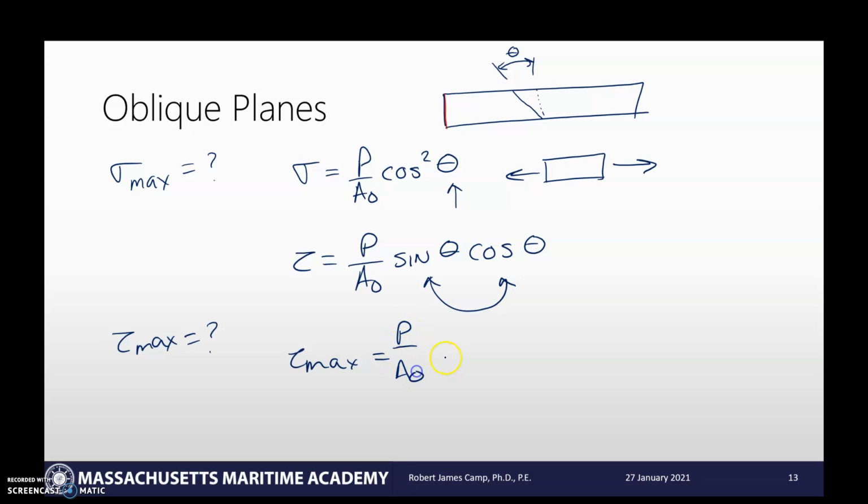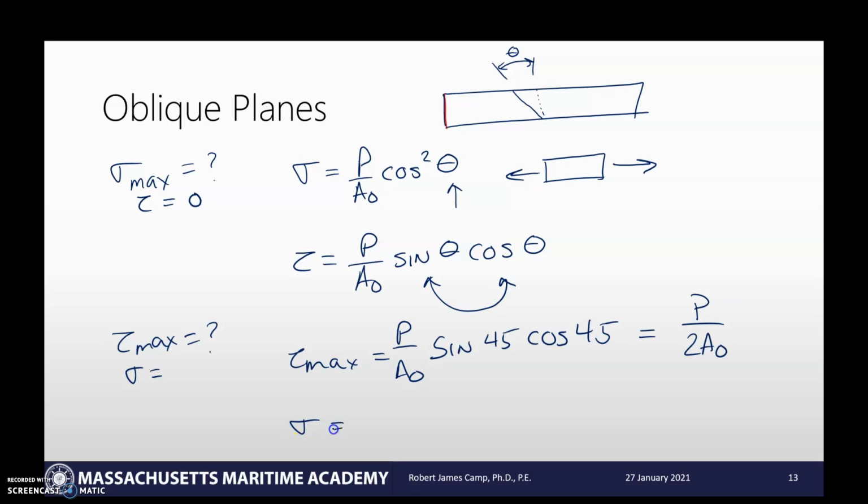So tau max, because they're going to be the exact same at that point, is P over A naught times sine of 45 times cosine of 45. That combination is going to give us the largest number. And it just works out that sine 45 times cosine of 45 is a half. So our maximum shear stress is going to be that initial load divided by twice the area. So that's a little bit smaller than what our maximum normal stress can be. So at maximum normal stress, shear stress is 0.